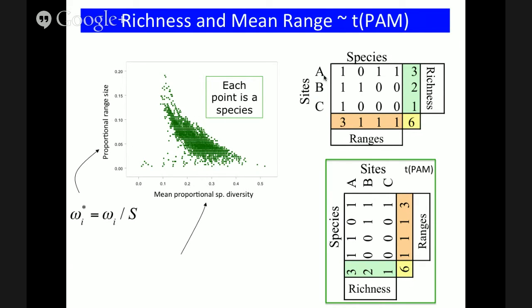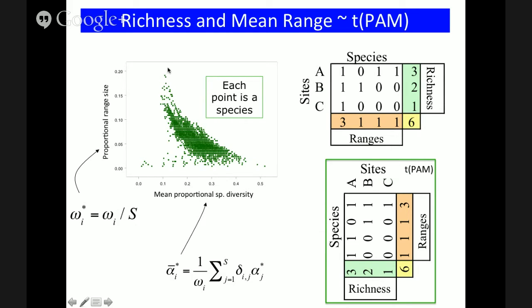For us, it's also very important not to only look at this view using sites, but also the species. So if you transpose the matrix, instead of having it as we had it before in the upper panel, with sites and species, if you transpose this matrix, you now have the view per species. So you can see, for example, on average, how diverse is the community of species that each species shares its range with. So this is what we're representing here.